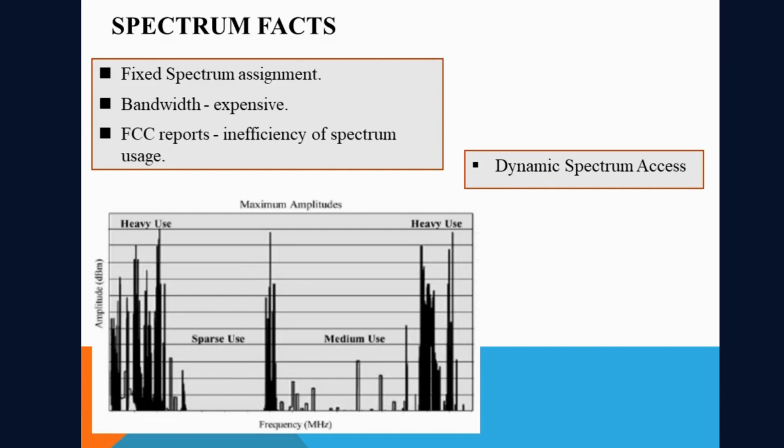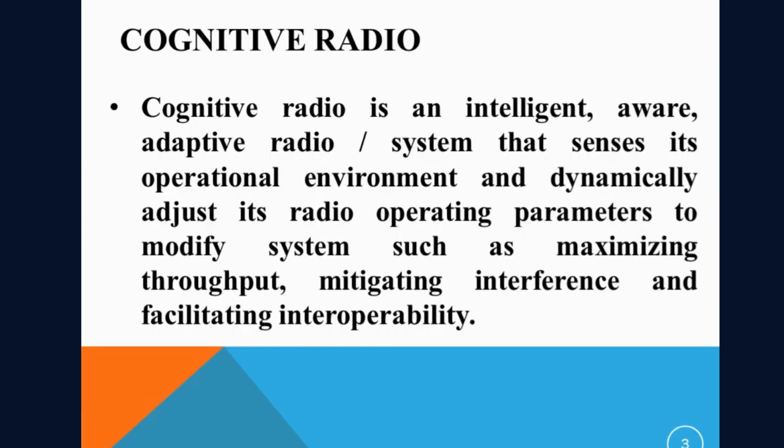Now we need to understand how to achieve this dynamic spectrum access. The solution is we need a clever radio or a clever system. Such a clever radio or system is called cognitive radio. Cognitive radio is an intelligent, adaptive, aware radio system. It can sense its operating environment and change its operating parameters according to the need of the environment. That is, it can modify the system by maximizing the throughput, mitigating the interference and facilitating the interoperability.